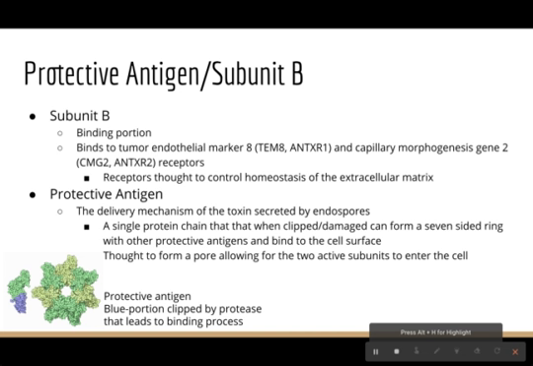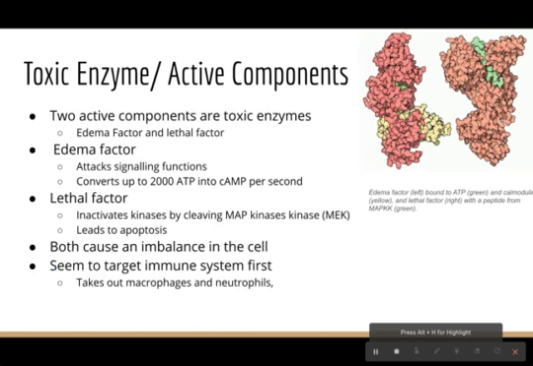The receptors that the antigen seems to bind to are the tumor endothelial marker 8 and the capillary morphogenesis gene 2. And these receptors are thought to control the homeostasis of the extracellular matrix. So the 2 active components are toxic enzymes. They're called the edema factor and the lethal factor.